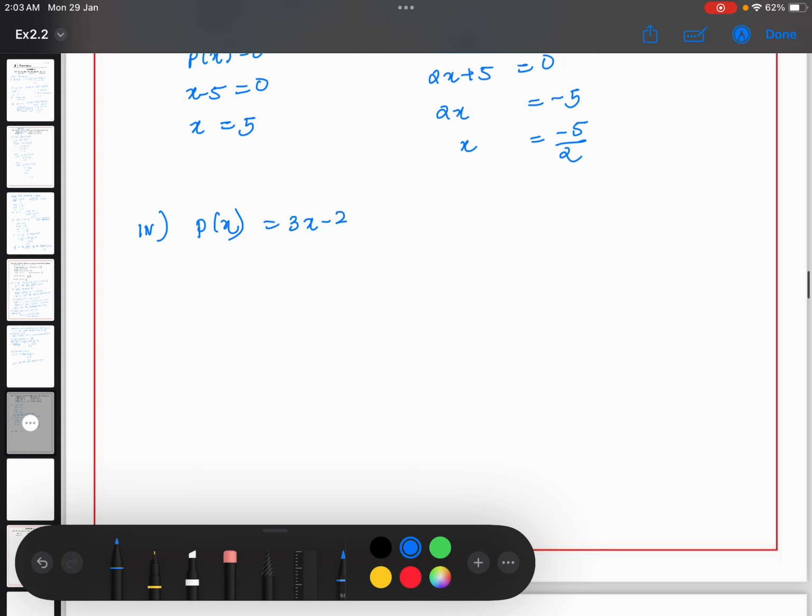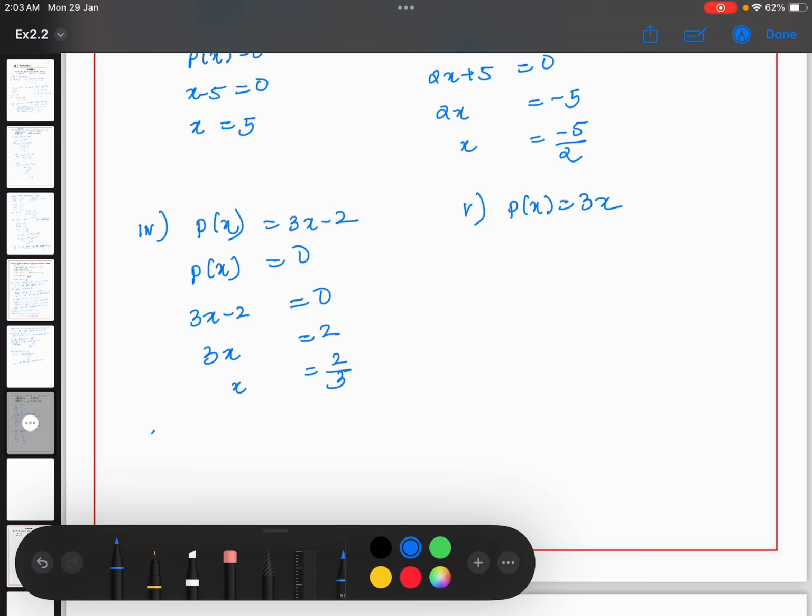4 is p of x equal to 3x minus 2. Simply substitute this. Now we have 3x minus 2 equal to 0. If you take 2 to the other side, you'll get plus 2. If you just want to find out x, you just have to take 3 to the denominator. Clear? So x equal to 2 by 3. 2 by 3 is the 0 of the polynomial p of x equal to 3x minus 2.